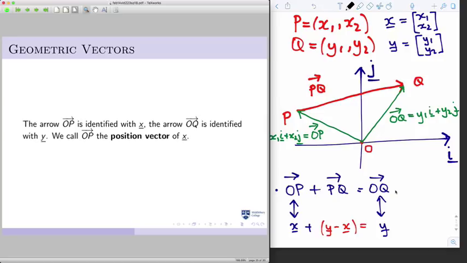OP we can identify with the column vector x, and OQ we can identify with the column vector y. We will call OP and OQ the position vectors of x and of y. So the displacement vector from P to Q will correspond to the column vector which sits in the middle of this equation. That means that the displacement vector PQ has to correspond, by vector arithmetic, to the column vector y minus x.